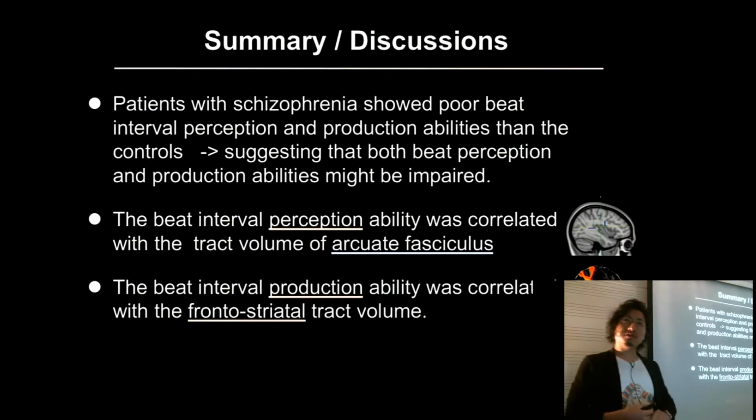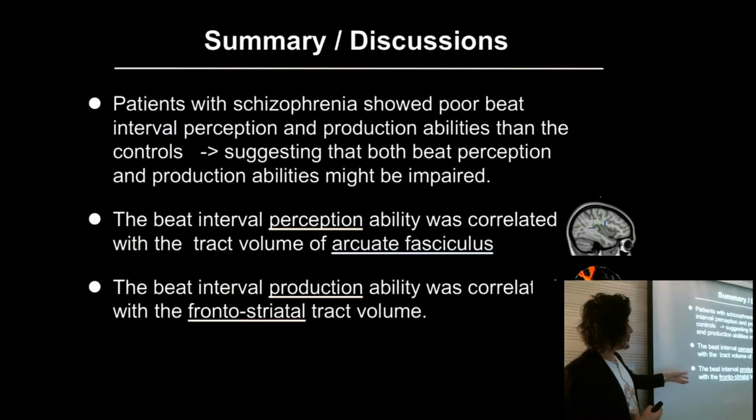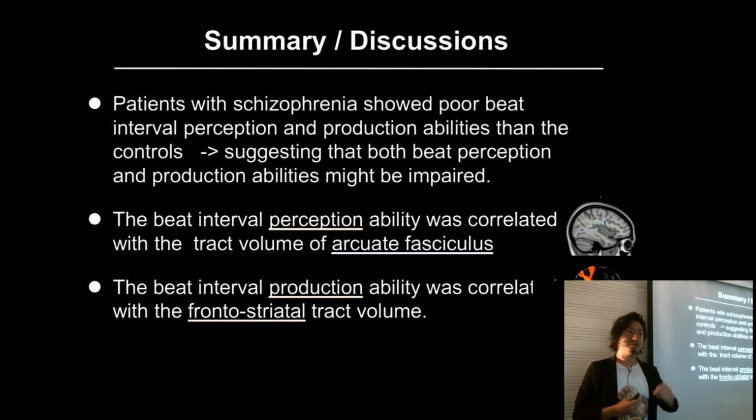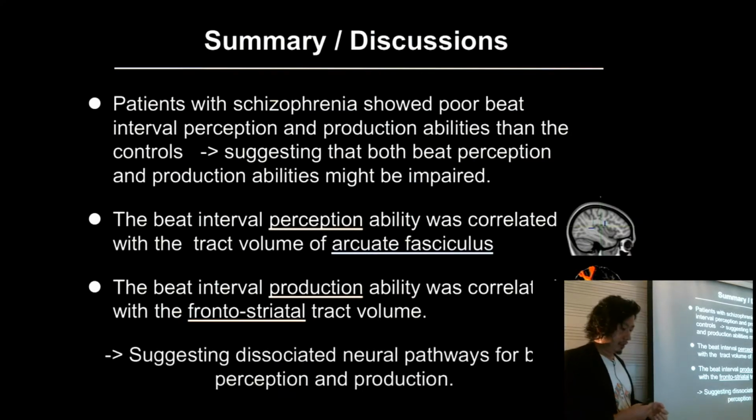So I'm just thinking, such as what Yune said today, the striatal basal ganglia to the frontal area is more related to the production side, such as the tapping productions. So our results suggest also here, the production ability is related to the striatal frontal connectivities, but the perception side is more related to the STG to arcuate fasciculus, so Wernicke to Broca type of connectivity might be related. So suggesting dissociated neural pathways for beat perception and production.